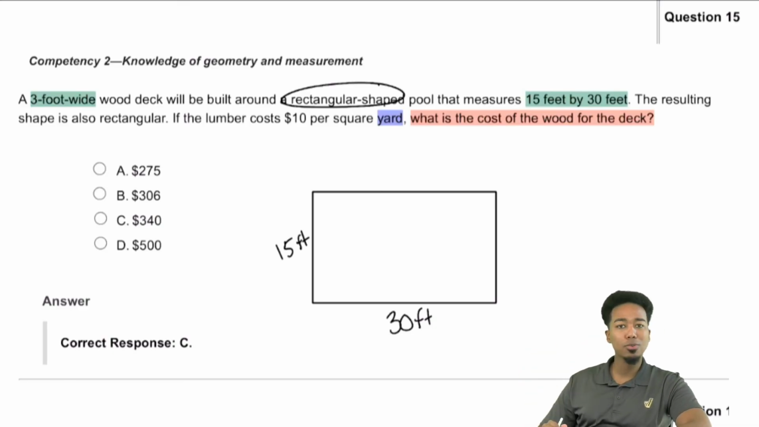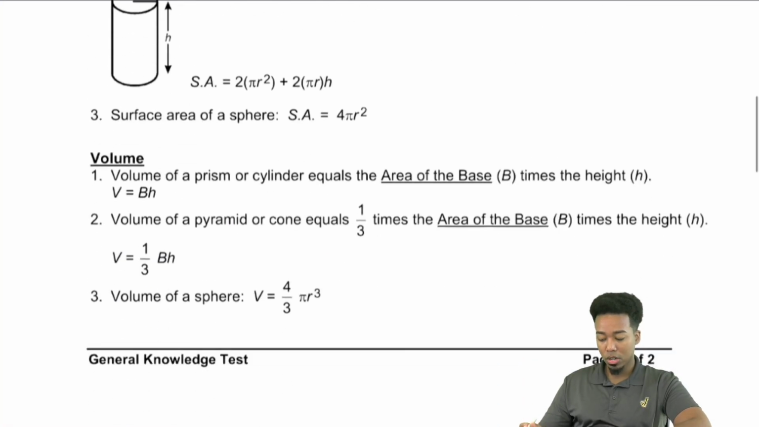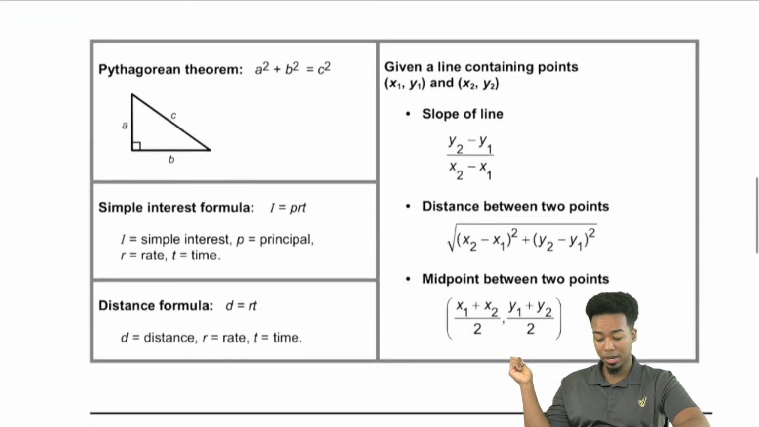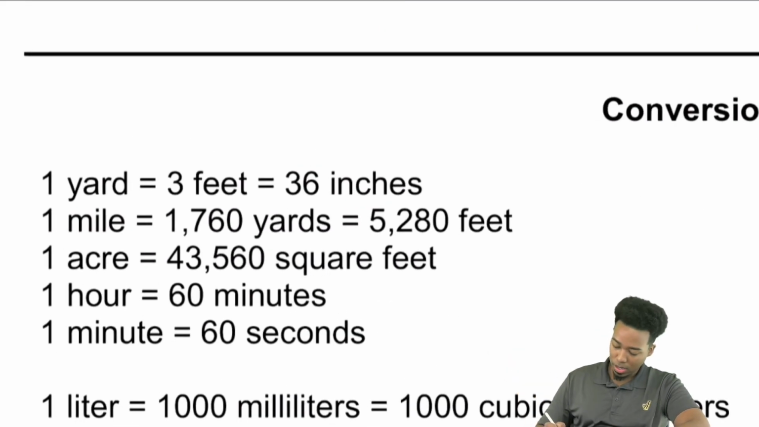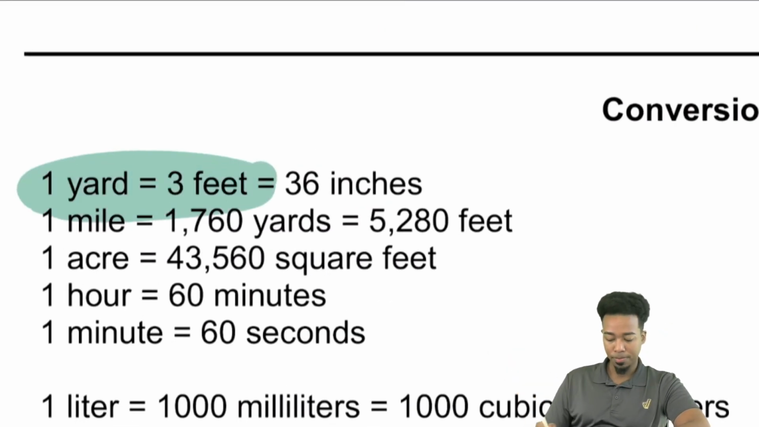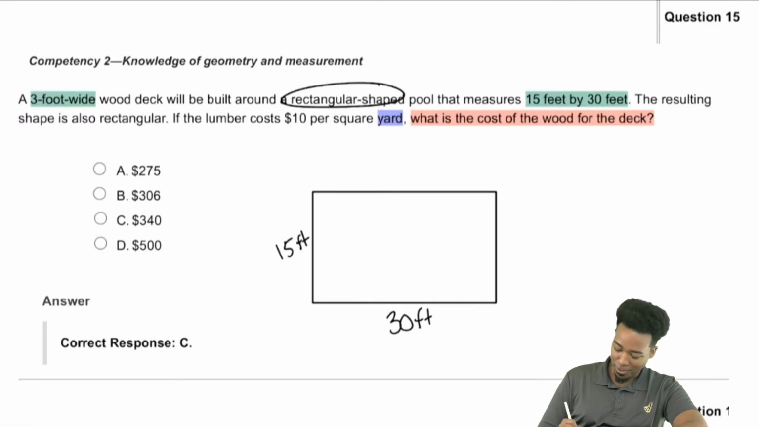Just like in the previous question, there's 3 feet in 1 yard. And if you forgot about that, remember to use your guide here. This is available to you during the test. And you see here, 1 yard is 3 feet. So you have that right there, ready for you. Take advantage of that. Make sure you're not confusing yourself.